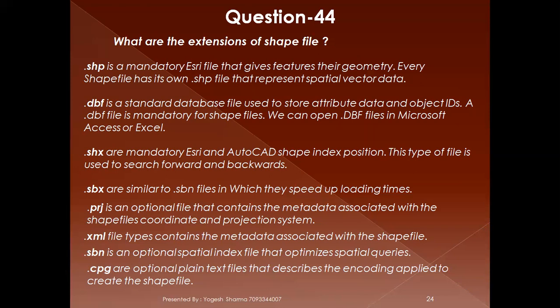.sbx is similar to the .sbn file, which speeds up loading time. What is the .prj file? The .prj file contains the information of the projection system. .xml files contain the metadata associated with the shape file. .sbn is an optional special index file. The .cpg file contains the encoding we are using in the shape file.